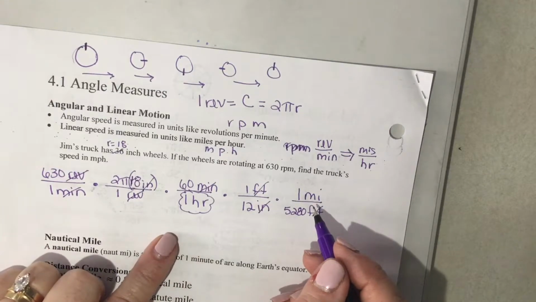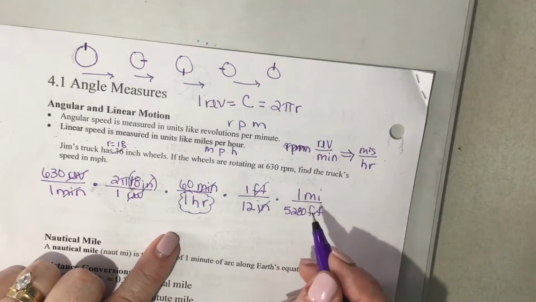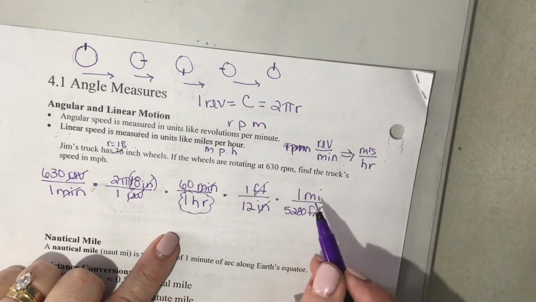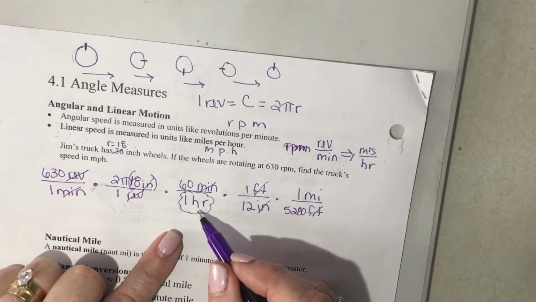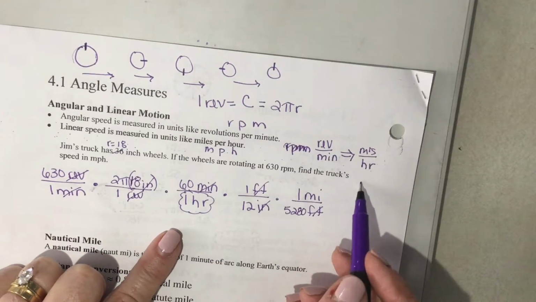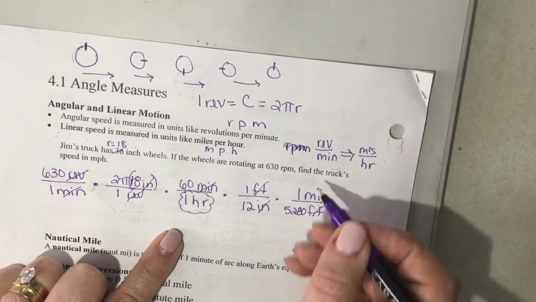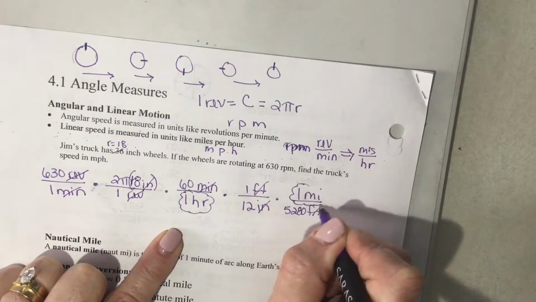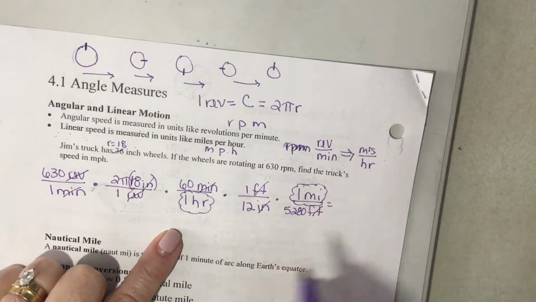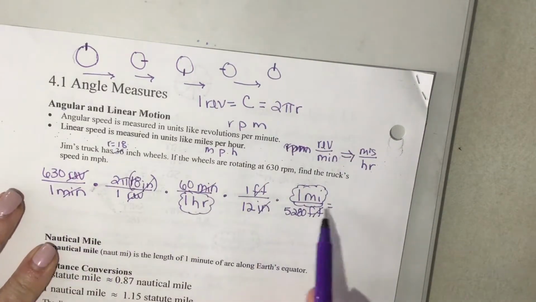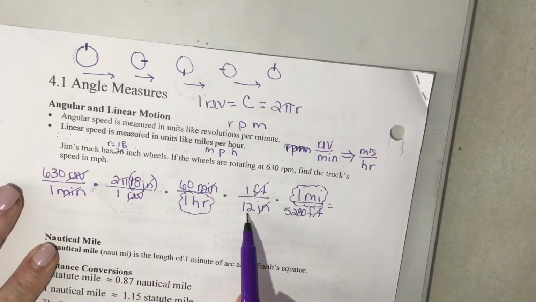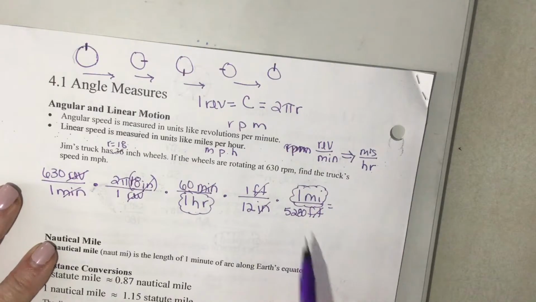So the only two units left are miles in the numerator and hours on the bottom, because that's what I want, miles per hour. Am I there? Yep. So you pick up your handy dandy calculator, you do all your multiplication, and then you divide by 12 and divide by 5,280.